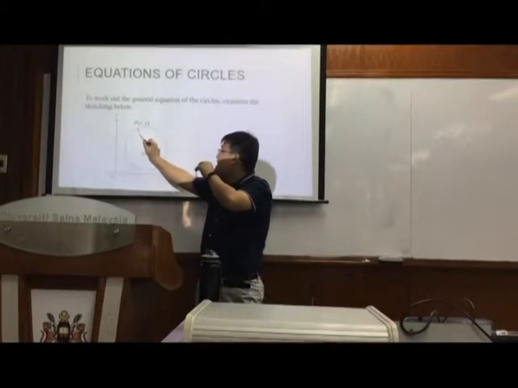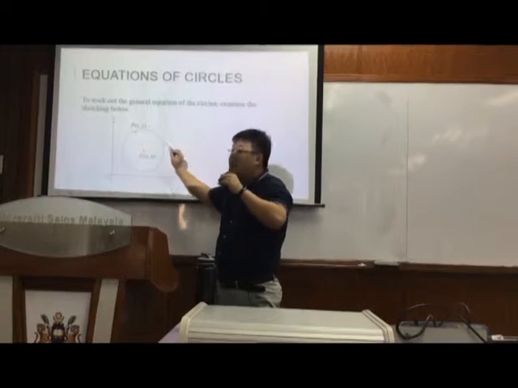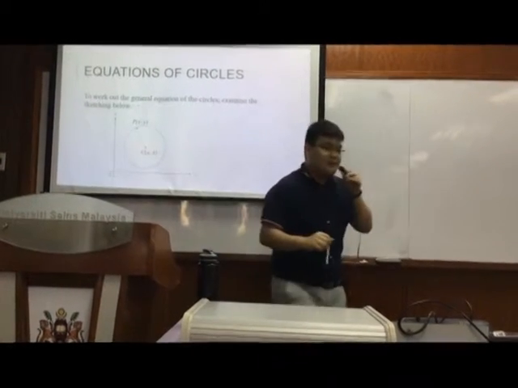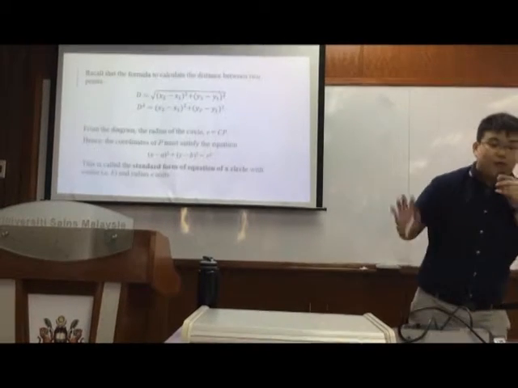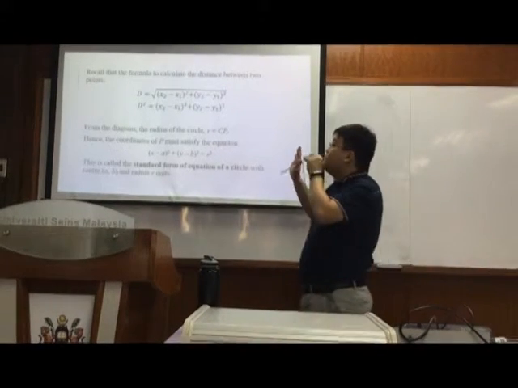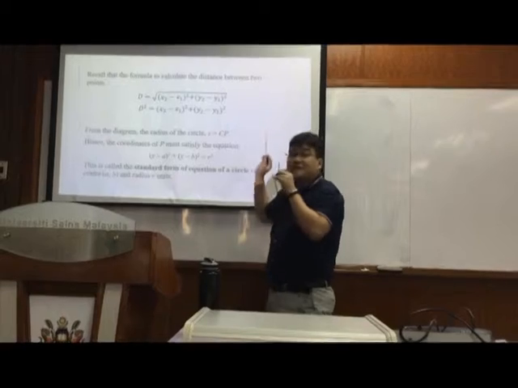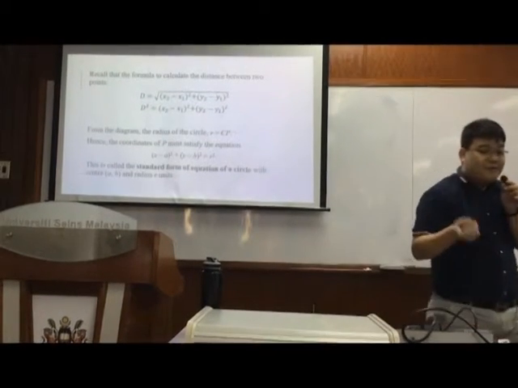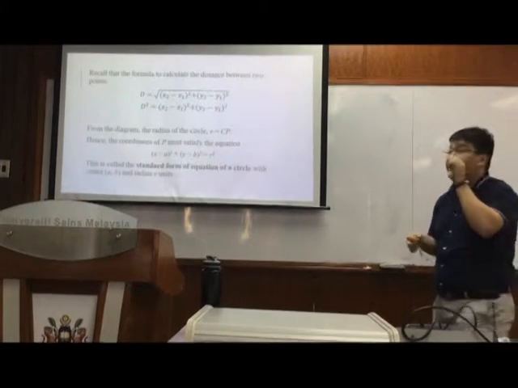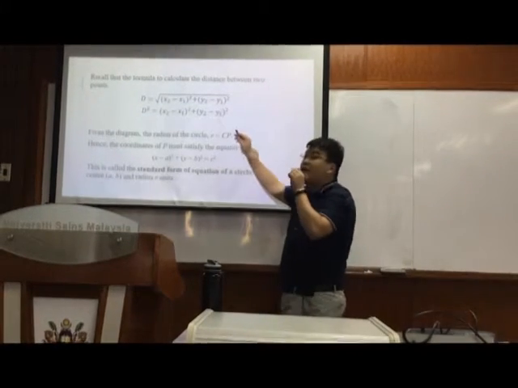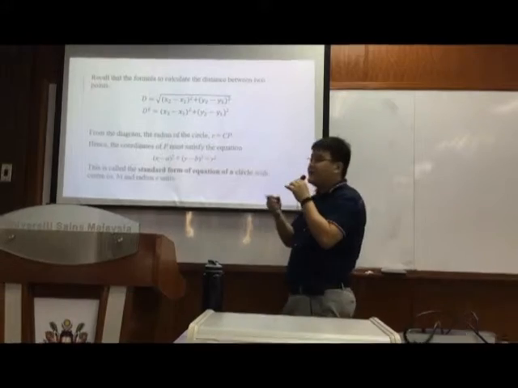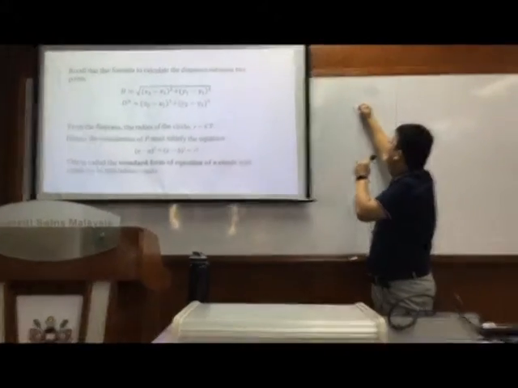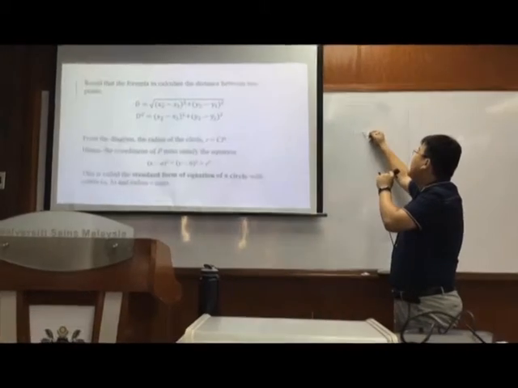We will take any other point on the circle. Let's say we take this point P with coordinates (x, y). When we want to work out the general equation of the circle, the first thing we have to remember is the formula to find the distance between 2 points. Let's say we have 2 points, (x1, y1) and (x2, y2).